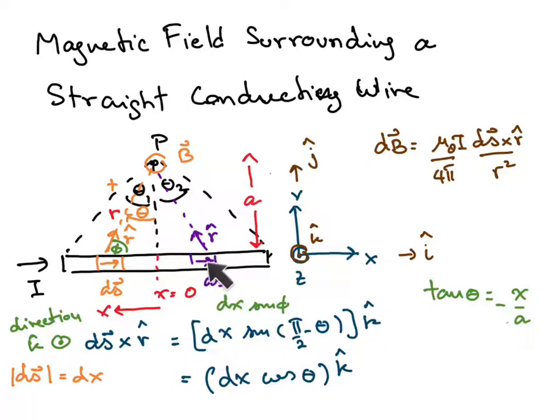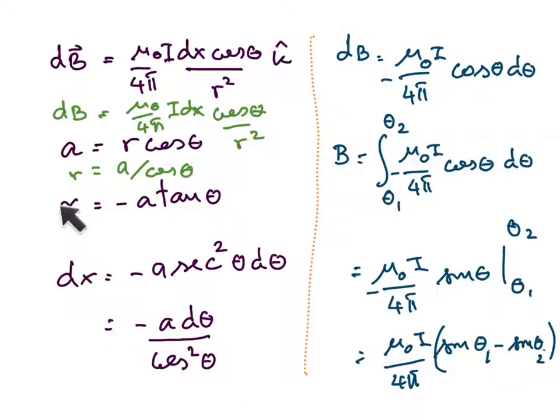If we look at this segment, x is positive, but the angle theta in this direction is negative. So tan theta is negative here while x is positive, so we have to put the negative sign here to make the two sides equal. So we have tan theta equal to minus x over a, or we can say that x is equal to minus a tan theta.